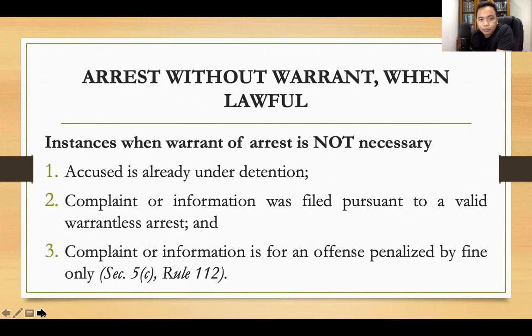Now, what are the instances when a warrant of arrest is not necessary? Number one, if the accused is already under detention. Number two, a complaint or information was filed pursuant to a valid warrantless arrest, because again, in this case, the accused is already under detention. And then, the complaint or information is for an offense penalized by a fine only. Multa lang ang babayaran, no? The offense has no penalty of imprisonment. Okay.